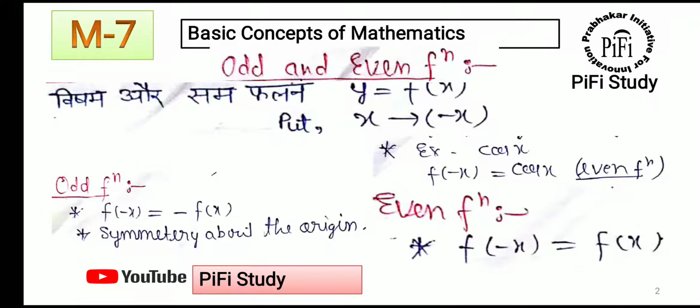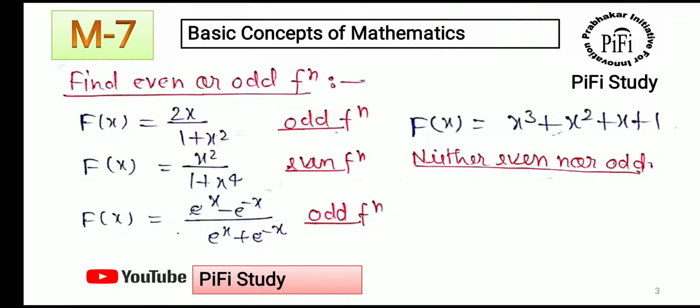For example, if f(x) is equal to cos x and we replace x by minus x, then f(minus x) is equal to cos(minus x), and cos(minus x) is equal to cos x. So f(minus x) is equal to f(x). That means it is an even function. So these are some examples. Let us try.